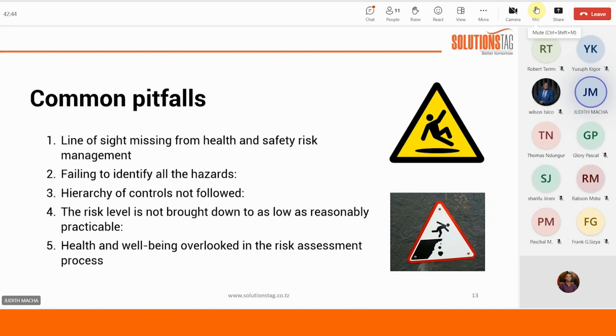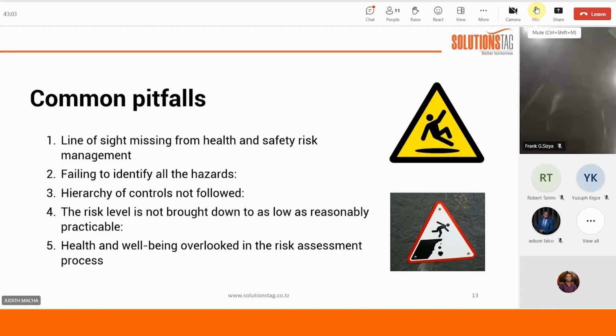But if you fail to maintain the engineering control, you find there are still some controls that you can do, but you just ignore them, and this of course increases the risk in that area. You also find some areas where the risk level is not brought down to as low as reasonably practicable. That means that you are trying to reduce the risk, but there are still other very important measures that you could use to reduce that risk.